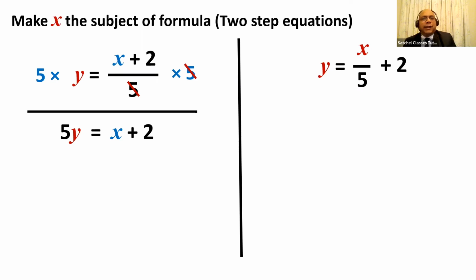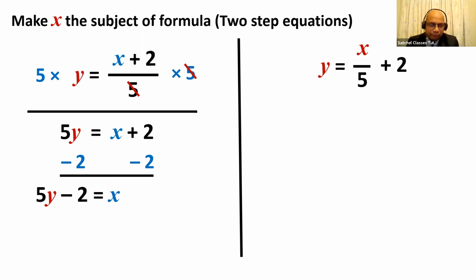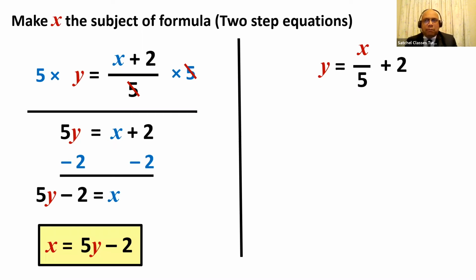Correct? Now to make x the subject, all I need to do is transfer the 2 to the left hand side. Because the 2 is getting added on the right, the inverse of that is minus 2. Correct? So if I subtract 2 on both sides, I'll be left with x on its own on the right hand side. And on the left, we'll have 5y minus 2. So your final answer with x as the subject will be x equals 5y minus 2.